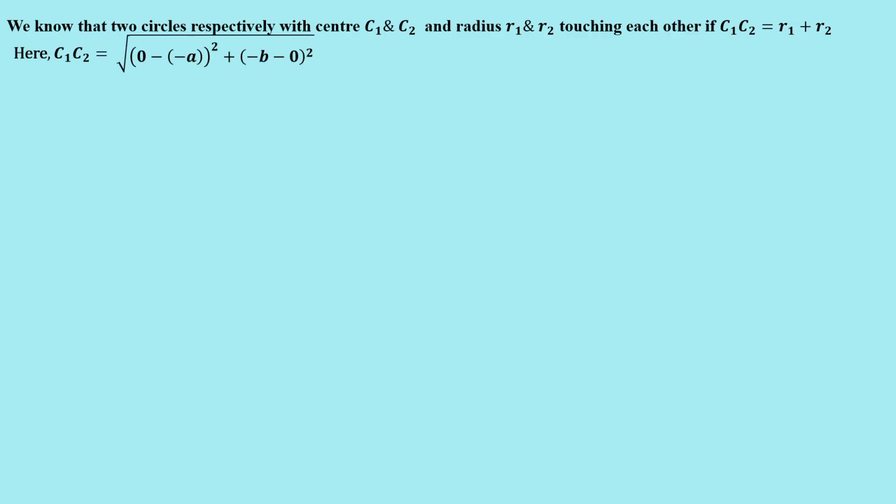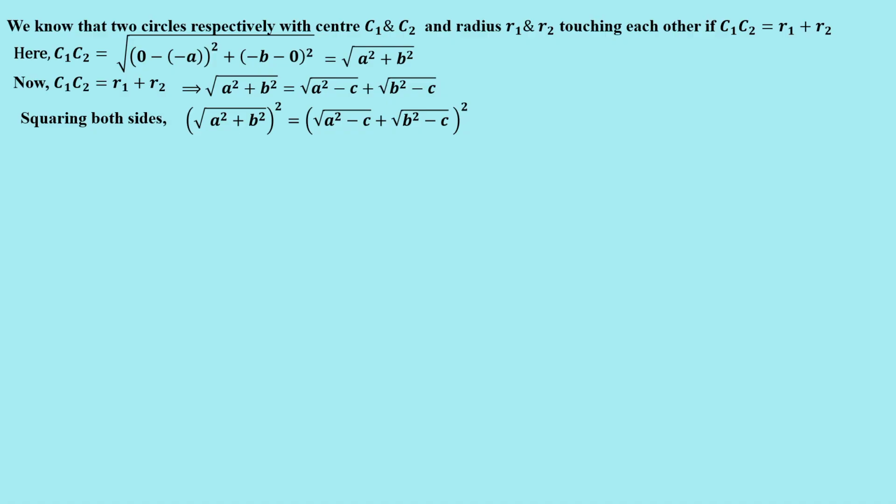So here C1C2 is equal to root of (0 − (−a))² + (−b − 0)², which is root of a² + b². Now C1C2 = r1 + r2, we are using that condition. Root of a² + b² equals r1, root of a² − c, plus r2, root of b² − c. Squaring both sides, (root of a² + b²)² is equal to (root of a² − c + root of b² − c)².